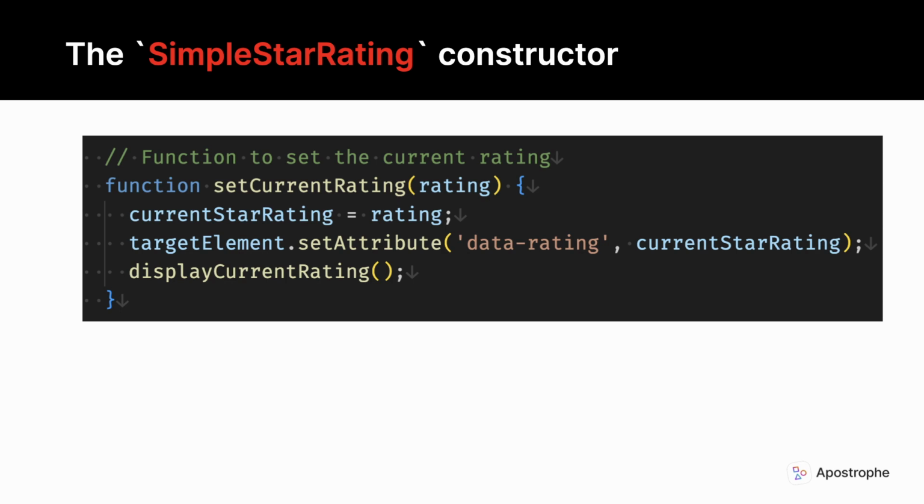This method is called on the click of one of the rating stars and sets an attribute of data rating equal to the value of the star on the parent span before updating the display. This isn't an Apostrophe specific method, just a valuable pattern to use for widget players.